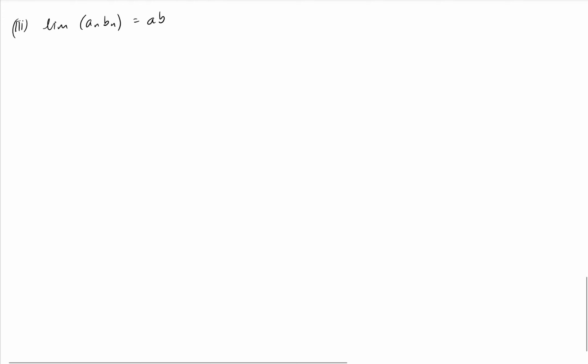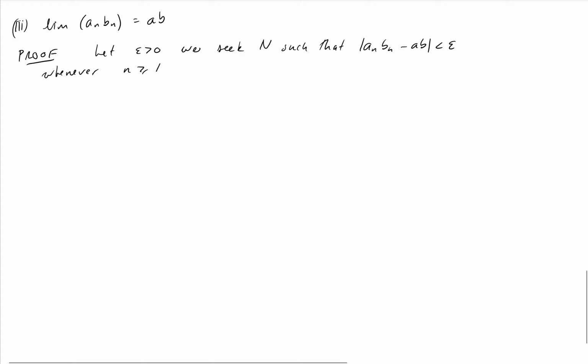Right, now we're really getting the hang of this. So the third one is the product one, and we know where to start now. We're going to start by just following the template, and we'll say let epsilon be greater than 0. We seek N such that the absolute value of the sequence term minus the proposed limit is less than epsilon whenever little n is greater than or equal to big N. Okay, automatic statement, don't need to think about it, apart from to substitute the sequence we're dealing with in there.